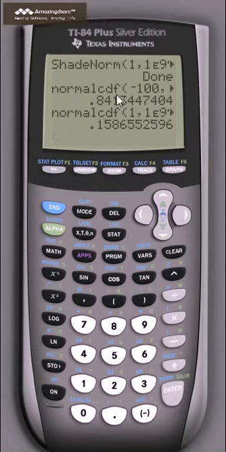And notice that these two values sum to 1. This value represents the area to the left of, or less than, Z equals 1, and this value represents the area to the right of Z equals 1.